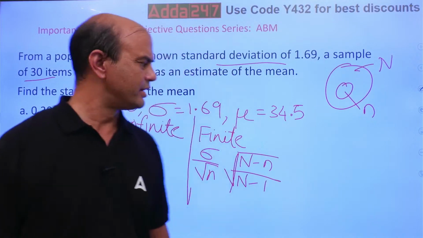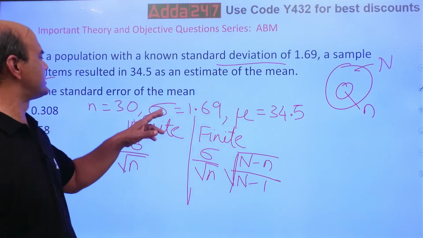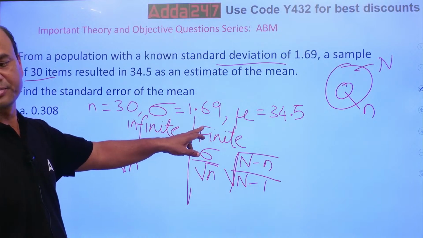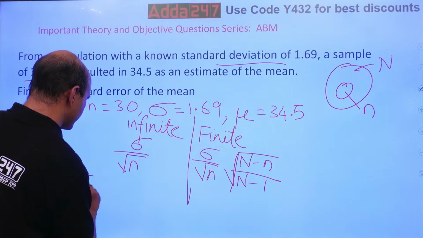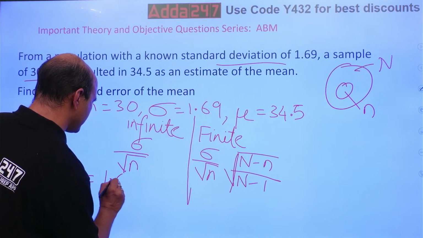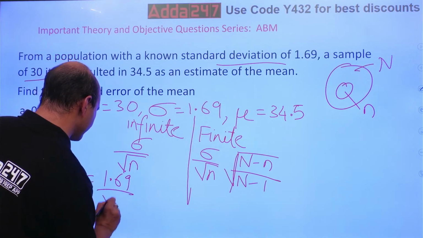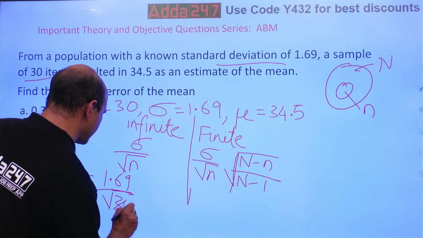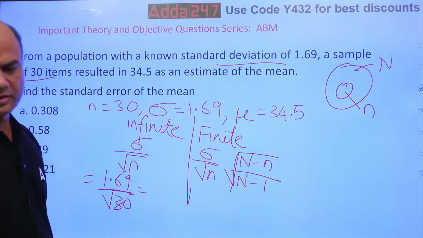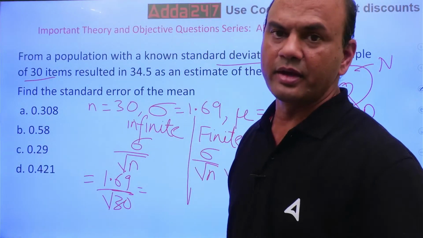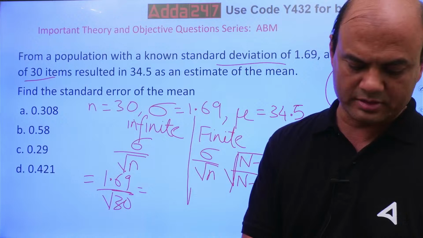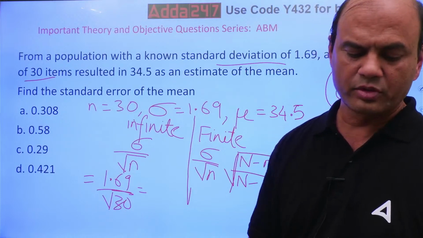What is there? So sigma, you know, standard deviation 1.69. Root of n, you know, 30. So find it. Everyone get the answer. 1.69 divided by square root of 30. Get the answer. Everyone. Let me also try. Let me see who gets it first, you or me. I am the slowest person on the earth. Okay? So who gets it first?